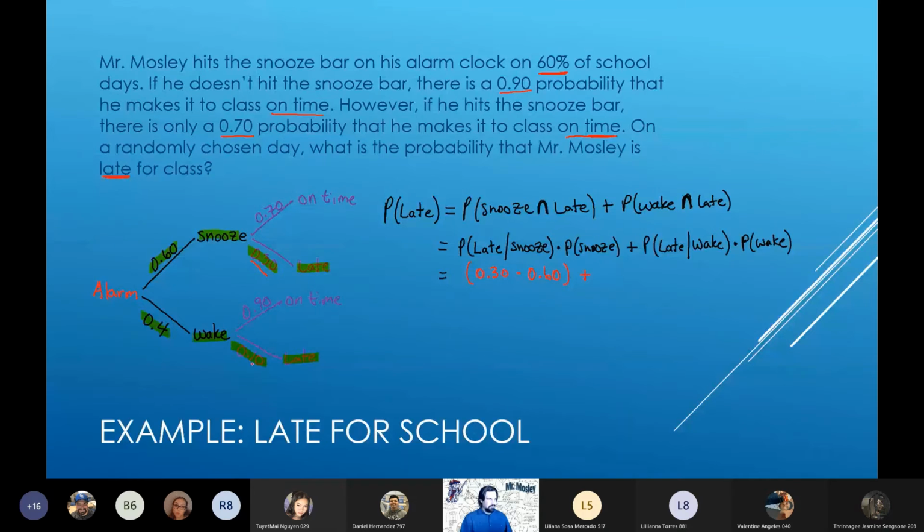Probability that I'm late given I woke up, 0.1, times probability that I wake up, 0.4. So essentially what we do is we multiply our way through the sequence of events. 0.6 times 0.3, 0.4 times 0.1. Okay. So then 0.3 times 0.6 is 0.18 plus 0.1 times 0.4 is 0.04.